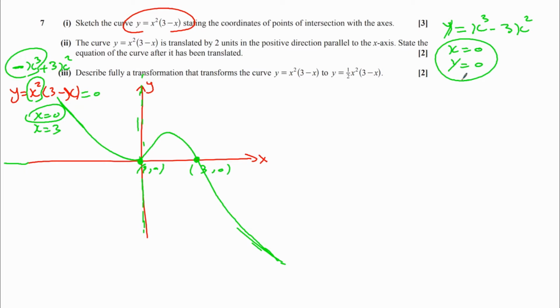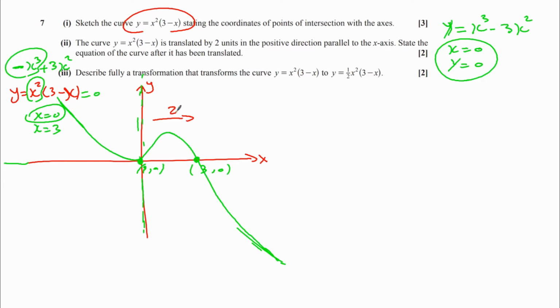Now, going to the second part of the question, the curve y equals x squared times 3 minus x is translated by 2 units in a positive direction parallel to the x-axis. So translated 2 units in the positive x direction, so that would be 2 units in this direction. State the equation of the curve after it has been translated.